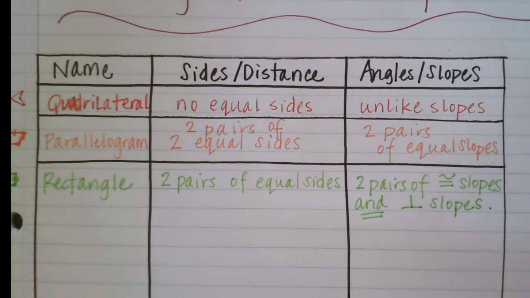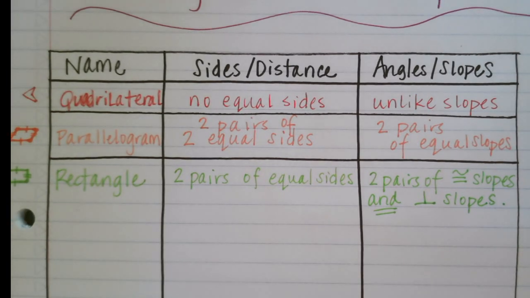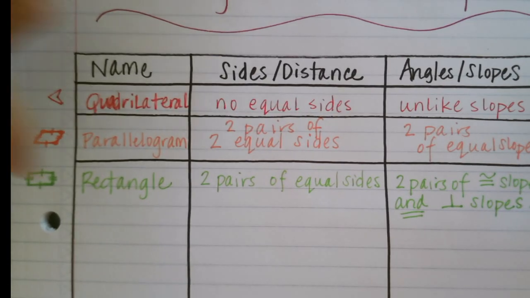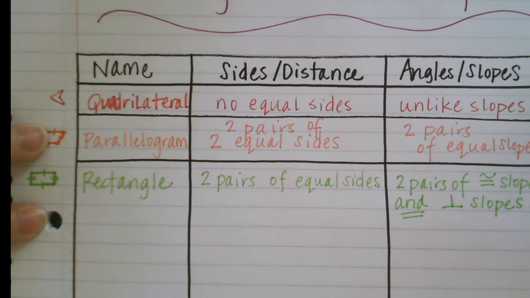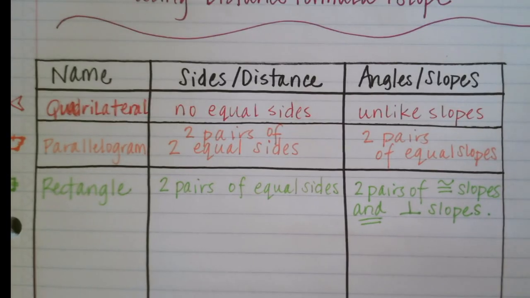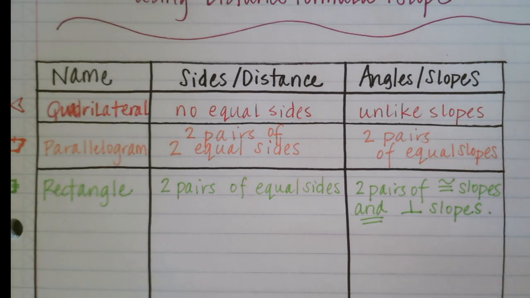All right, that's a lot. So if we're going to prove that something is a rectangle, we have to show that the top and the bottom are the same length, the left side and the right side are the same length, but they're different from each other. And then we have to show that the top and the bottom are parallel, the left and the right are parallel, but then those parallel sides have to be perpendicular.